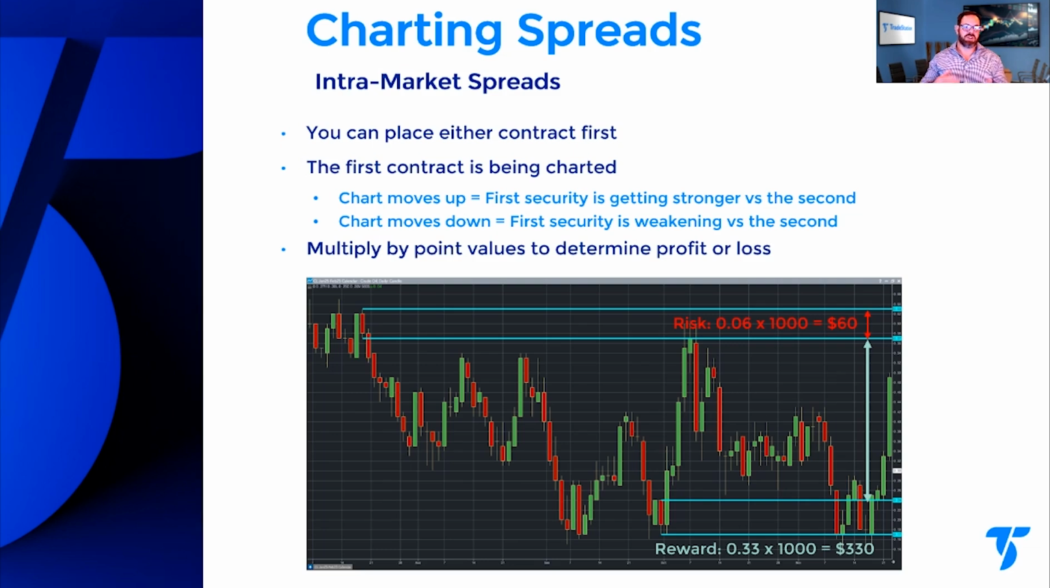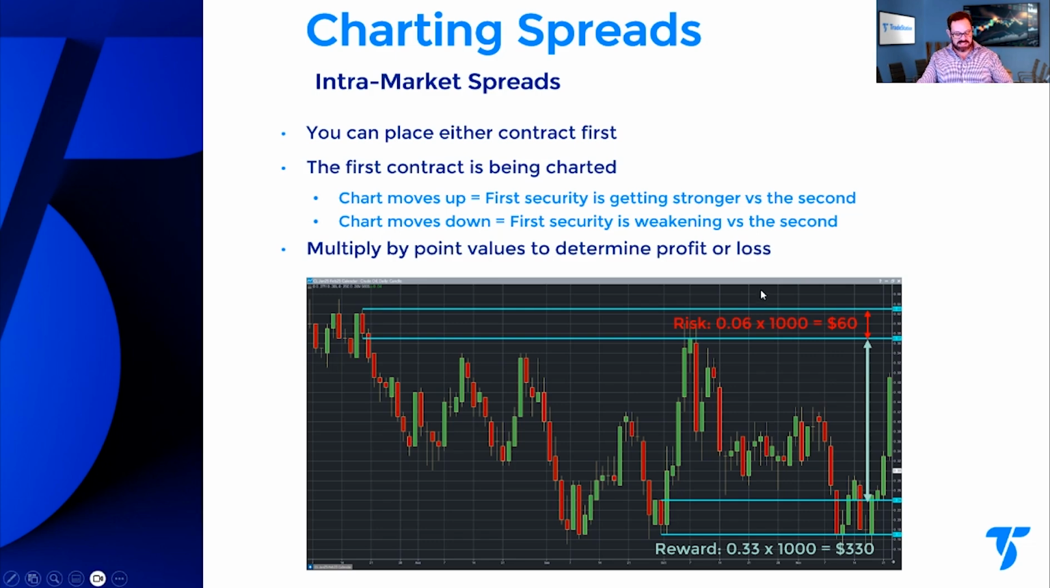You just got to make sure you hit the right button to buy or sell so you're doing the action that you wish. So whichever one you chart, if the chart moves up, that means that first security you put is actually going up in value versus the second one. It's getting stronger. If the chart is moving downwards, again, it's the front security getting weak against the back. And if you're using just the market values when you do intra-market, which most people do, then you simply multiply by the point value to get the profit or loss.